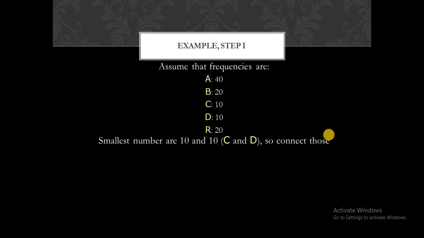Consider all these letters as leaf nodes. Leaf nodes means termination nodes. So in this example, the smallest numbers are C and D. To create a binary tree, we need two child nodes. If I want to create a binary tree, obviously there will be one parent node minimum, and there will be two child nodes. So we have to choose two child nodes. In step number one, the two child nodes are C and D.